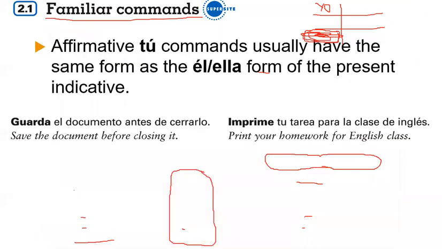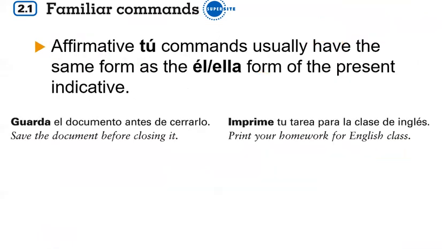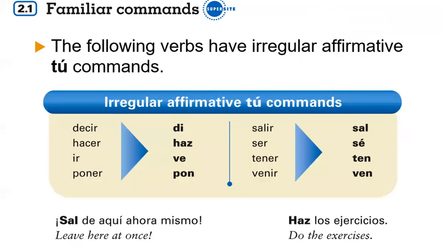Go to our next slide here. So again, we already mentioned this, but you can see some examples. Okay, now here are our irregulars. These 8 verbs that are listed here, these are the 8 irregulars.